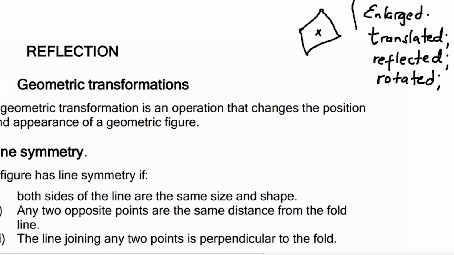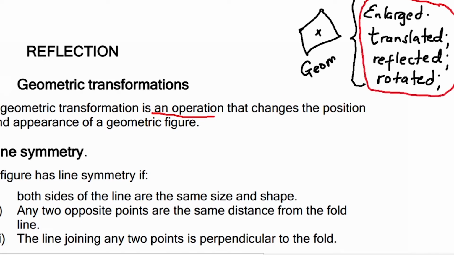So we are going to explore all these kinds. These are what we call geometrical transformations. Just like the definition says, a geometrical transformation is an operation. These are the operations being talked about. So it's an operation that changes the position and appearance of a geometrical figure. A geometrical figure can either be enlarged, translated, reflected, or rotated.